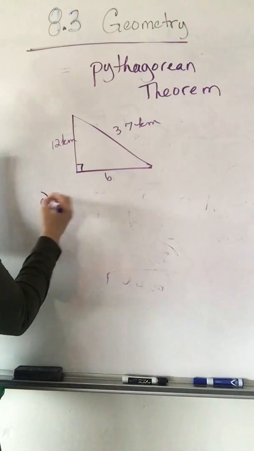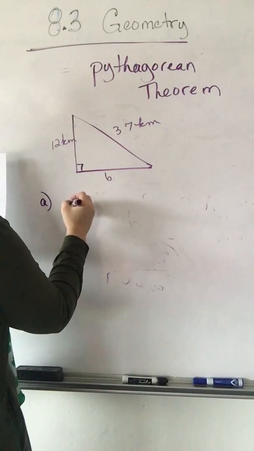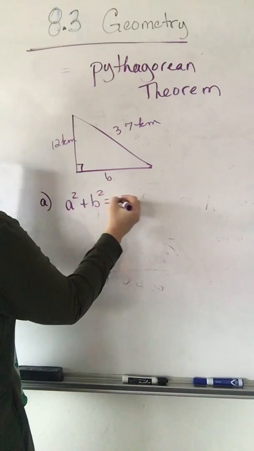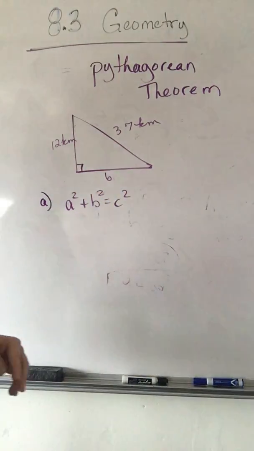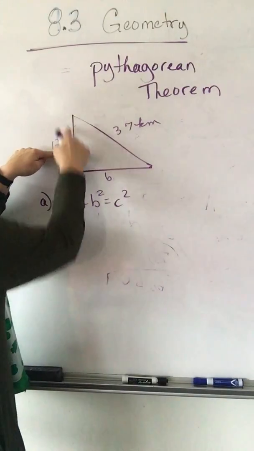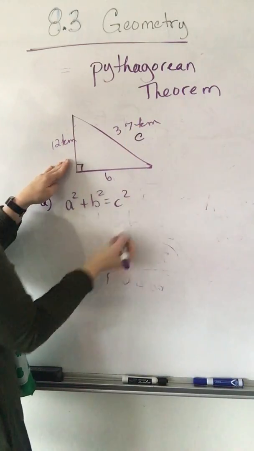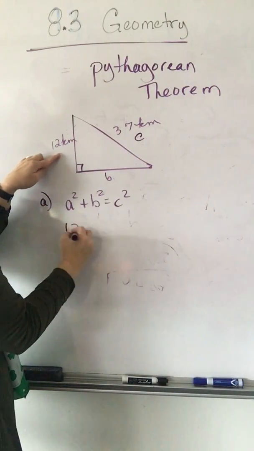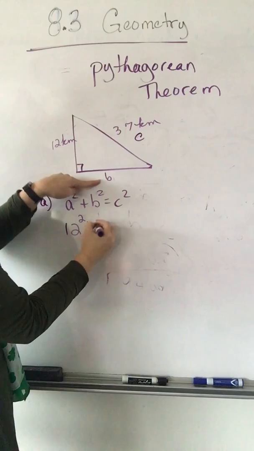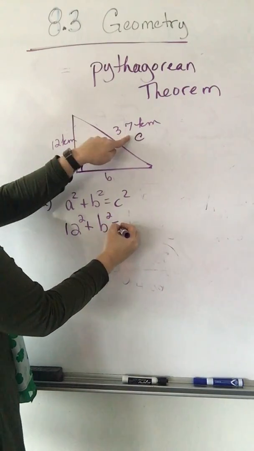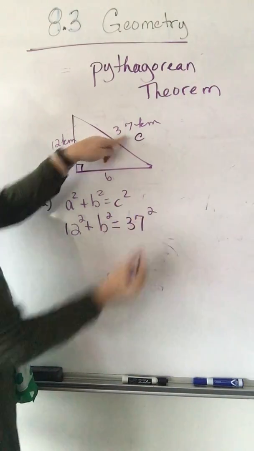So first of all, to figure out what B is, we use the Pythagorean Theorem, which is a squared plus b squared equals c squared. So we'll say a side, the side, and this is a side, and of course across from the right angle, that has to be c, so it doesn't matter which one of these you call which. So I'll say 12 squared plus unknown squared equals c squared, which is 37 squared.